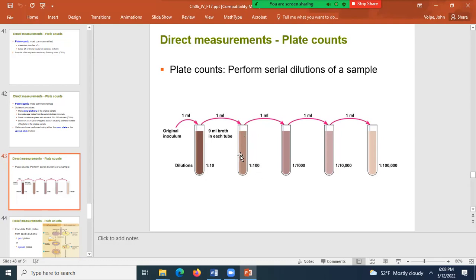And then you can dilute that further. Take 1 ml of that, put it into another tube, 1 to 1,000. Take 1 ml, put it into another tube, 1 to 10,000. Take 1 ml, put it into another tube, and it's 1 to 100,000. Remember, we're adding 1 ml to 9 ml for each of these tubes. And then you mix these up, meaning shake the tube, and then you plate from each of these dilutions.